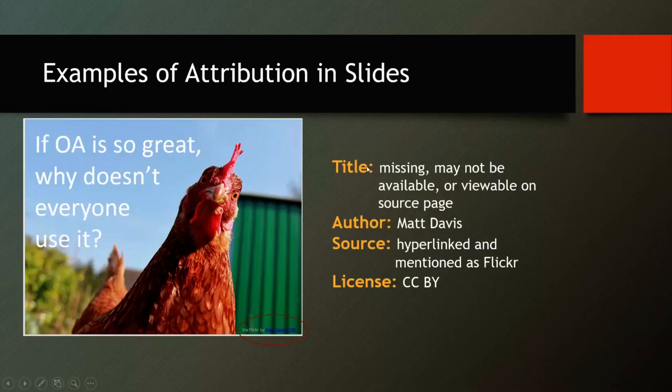Now let's go over our 4 components. We have title, author, source, and license. In this case, the title might be missing. Now, it may be because the title isn't available, or the person that created this attribution decided you could view the title on your own on the source page, but either way, we're not provided with a title in our attribution. The author is indicated as Matt Davis. The source is hyperlinked and also mentioned as Flickr. And the license is provided as a CC BY, so we know that this is a Creative Commons image.